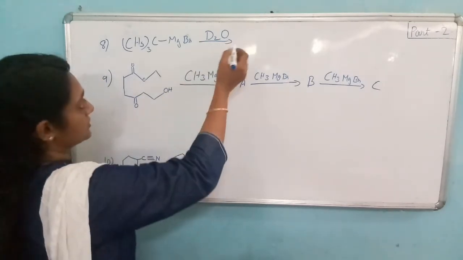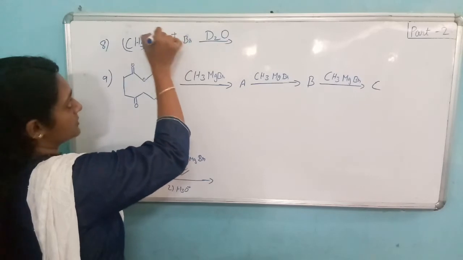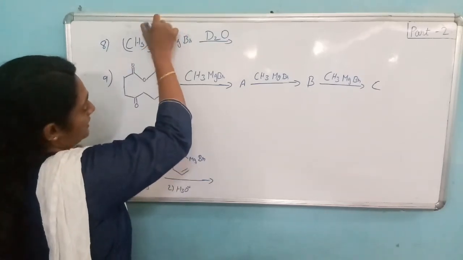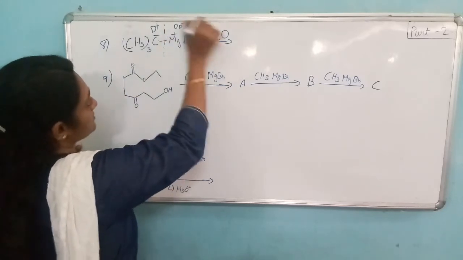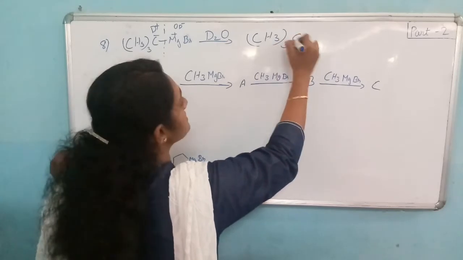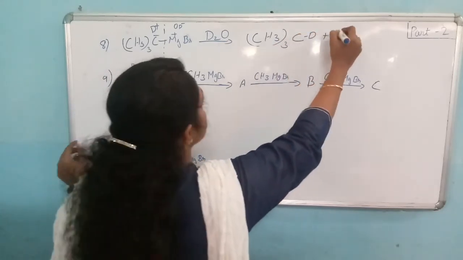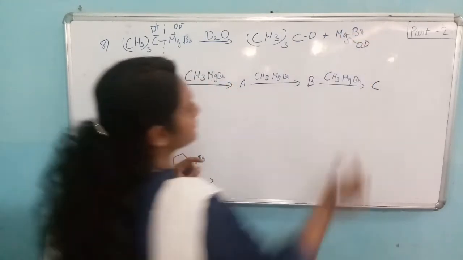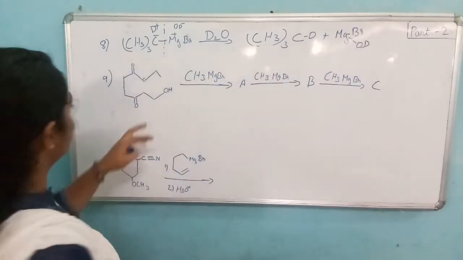The compound, a Grignard reagent, is treated with D2O. Hydrolysis, same as hydrolysis. Mg plus, the carbon has a positive sign. Hydrolysis will take place. D plus comes here and OD minus comes here, and the product will be CH3 thrice CD plus MgBr.